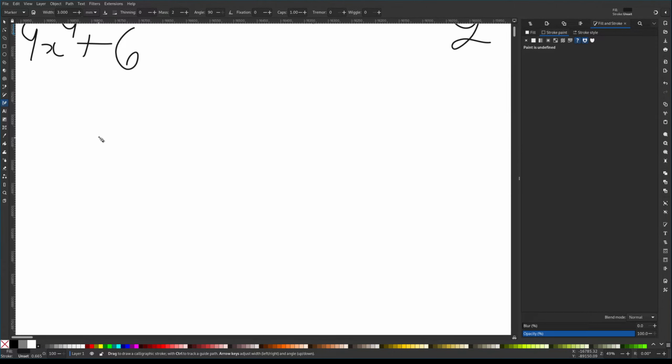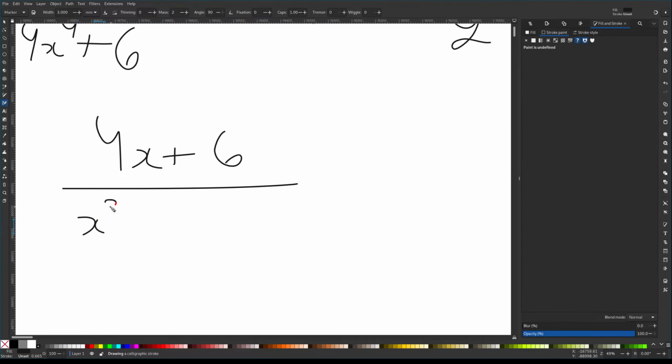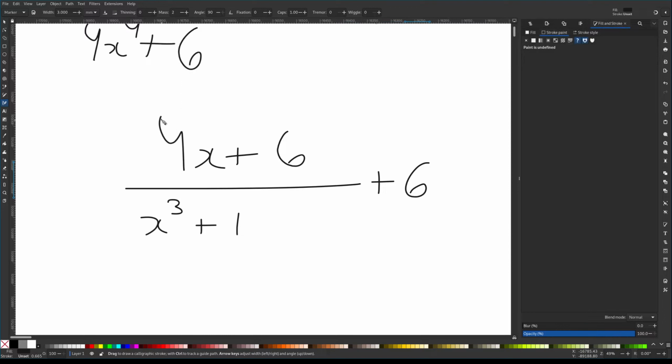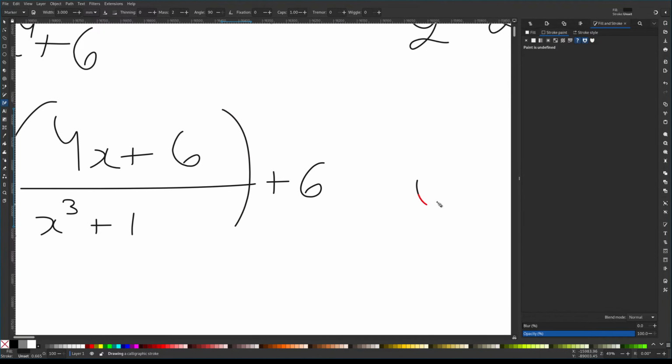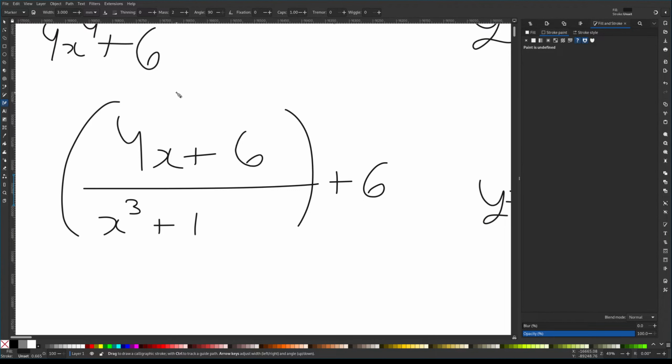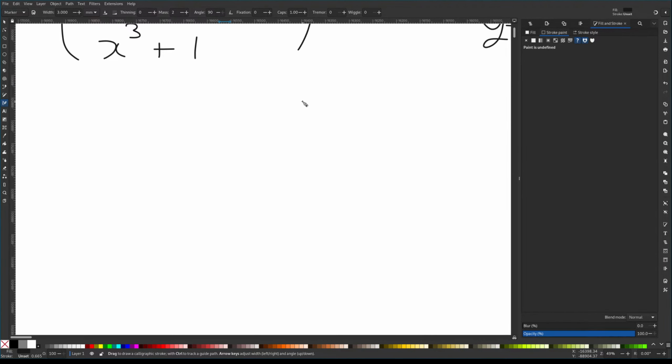Let's do another example. Okay, here we have a bottom-heavy function, and the horizontal asymptote of this one in parentheses is just y equals 0. And we add 6, it moves it up 6 units. So y equals 6. Maybe note here that this one is y equals 0. Okay, now for the next type.